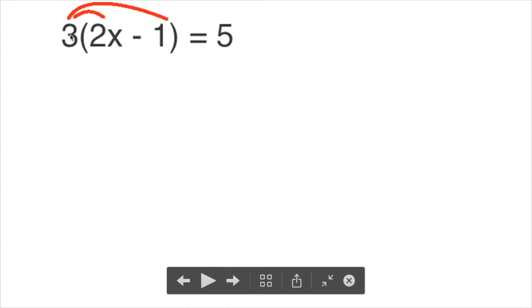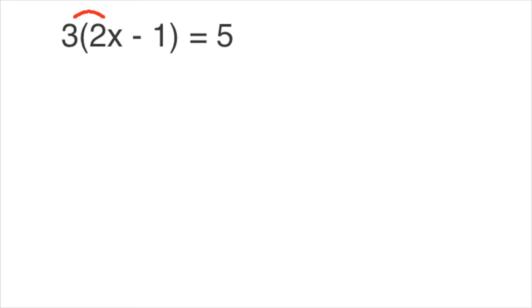Now, we know that if we multiply anything into a bracket, if what's in the bracket is a sum or a difference, if we're adding or subtracting two or more terms, that number on the outside multiplies with each term. So 3 times 2x minus 1. That means 3 times 2x, and then 3 times negative 1.